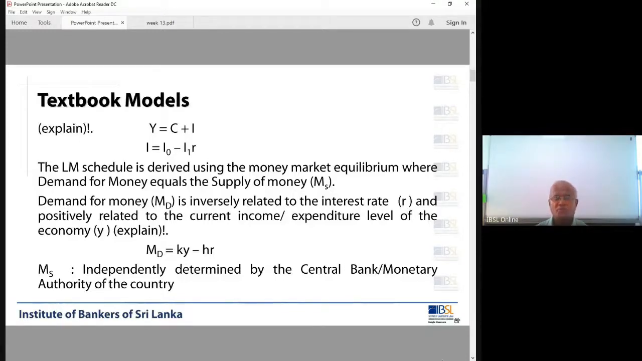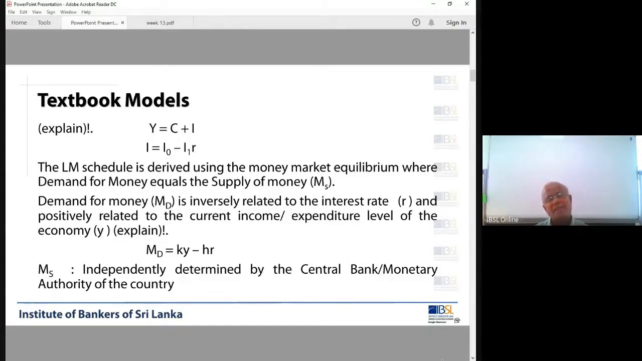Positive relationship between income and demand for money. Negative relationship between demand for money and the interest rate. If I ask you to explain, briefly you can explain: demand for money is inversely related to the interest rate and positively related to the current income and expenditure. Again, we'll come to this point again in detail.